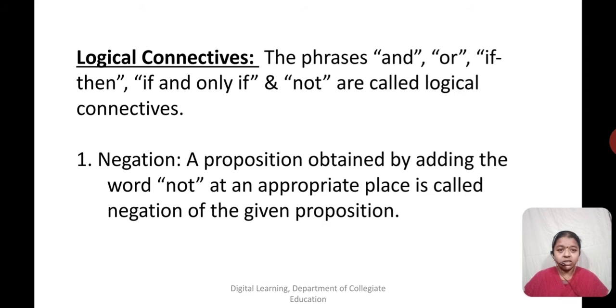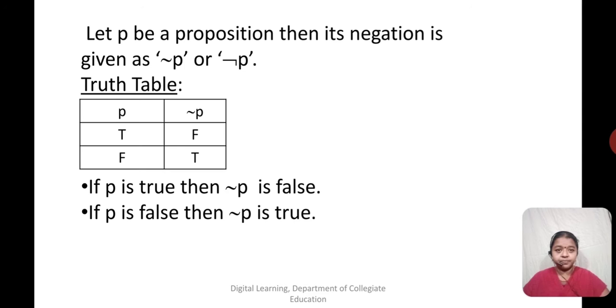The first one is negation. A proposition obtained by adding the word not at an appropriate place is called negation of the given proposition. That is, in a given statement, you have to add the word not at a particular place. For example, I'll say, Bangalore is the capital of Karnataka. If I have to write its negation, I should be writing it as Bangalore is not the capital of Karnataka. So the appropriate place is very important in this.